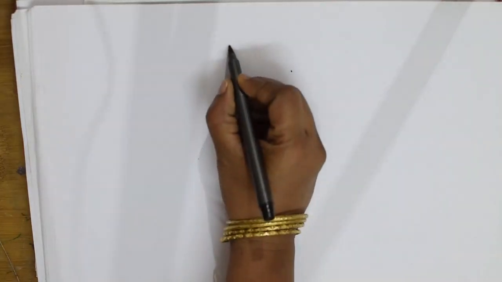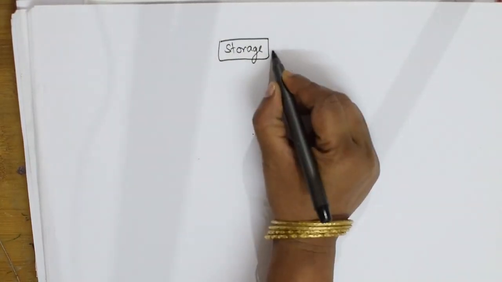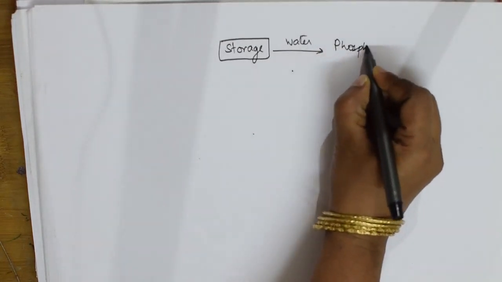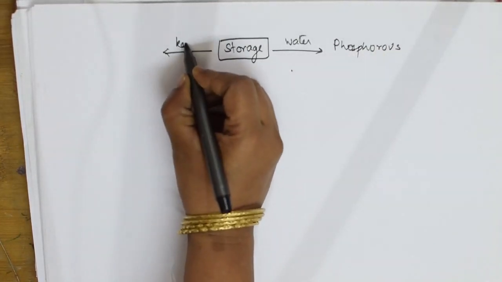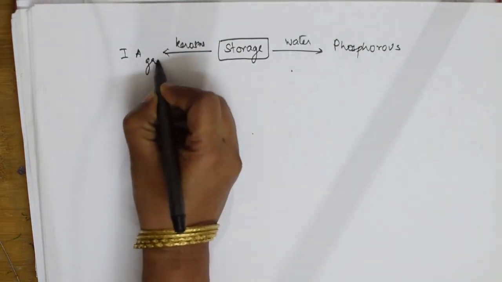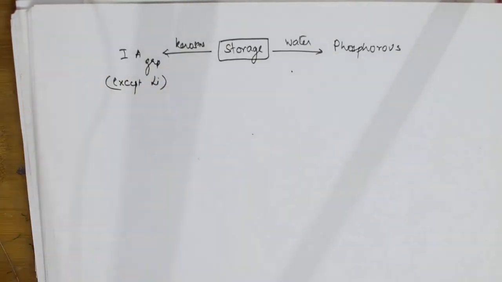Yes. Now let's start one more concept, that is the storage concept. Suppose I have to store an element in water, that's nothing but phosphorus. The elements which you have to store in kerosene are the 1A group elements, isn't it? Except lithium. Except lithium, all the remaining elements I can store in kerosene.